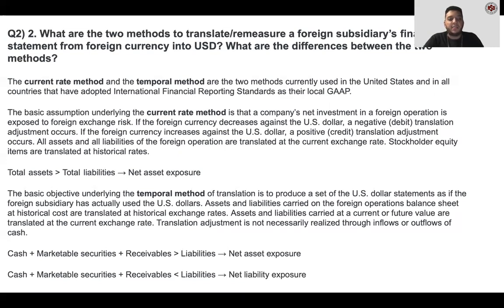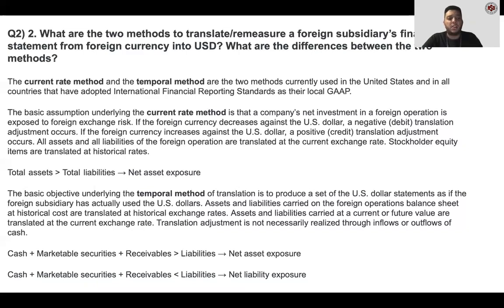The basic objective underlying the temporal method of translation is to produce a set of US dollar statements as if the foreign subsidiary had actually used US dollars. Assets and liabilities carried on the foreign operation's balance sheet at historical cost are translated at historical exchange rates. Assets and liabilities carried at current or future value are translated at the current exchange rate. Translation adjustment is not necessarily realized through inflows or outflows of cash.